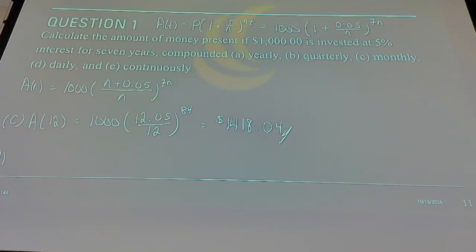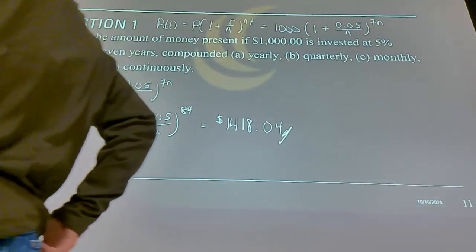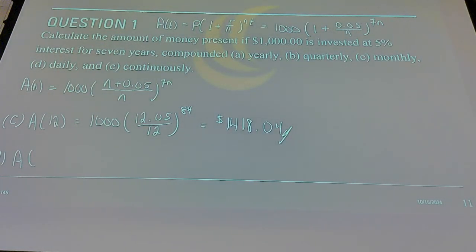Love this one. Compounds daily. What's n? 365. Yeah, you made a very big assumption, didn't you? He ignored leap years.